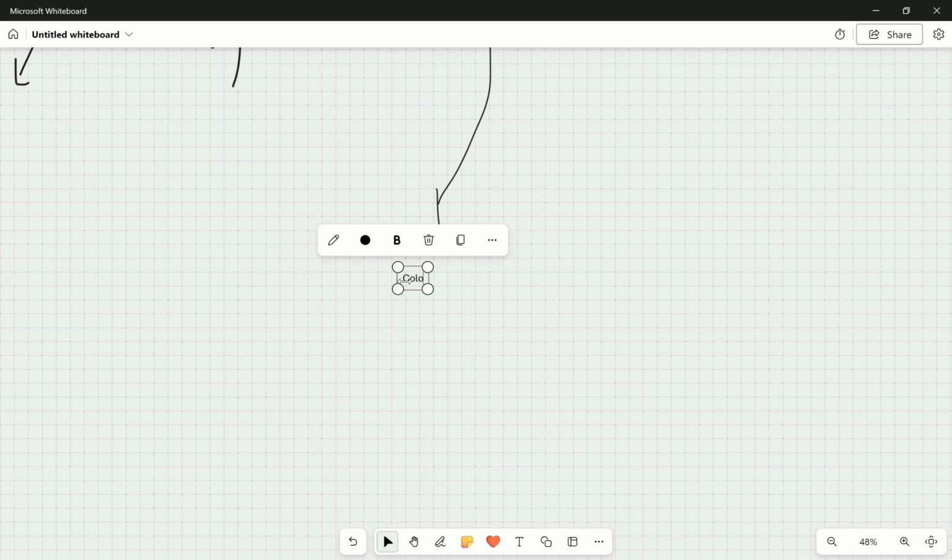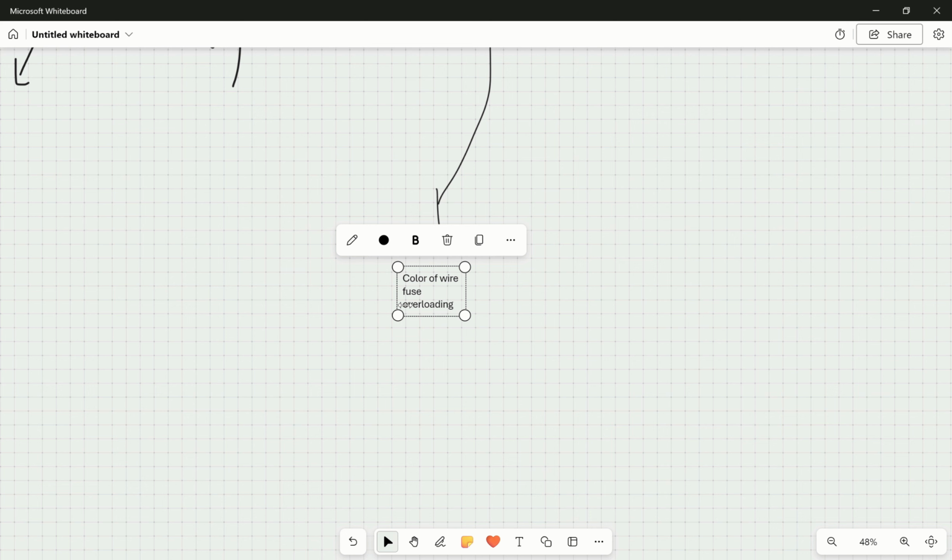Okay, so what we have in domestic circuit: first is the color of wires, second we have to tell about the fuse, and the third is what is overloading and how does it happen. So these are the three things that are in domestic circuits. Okay, so first of all, let's see color of wires.